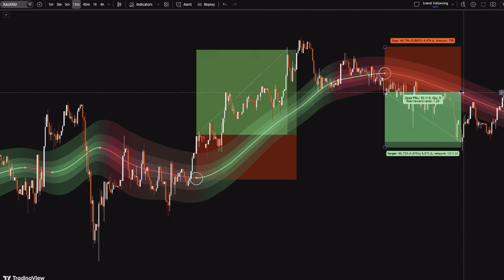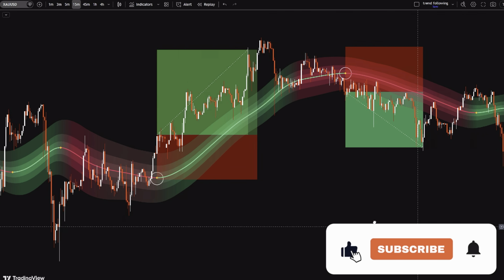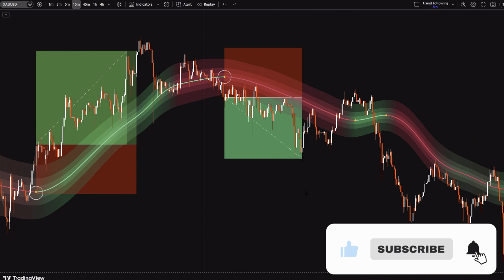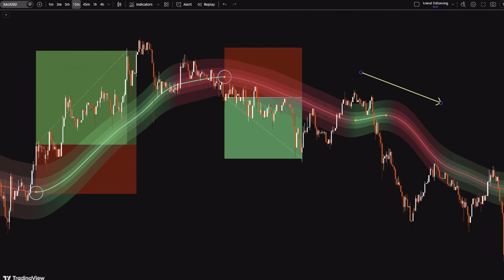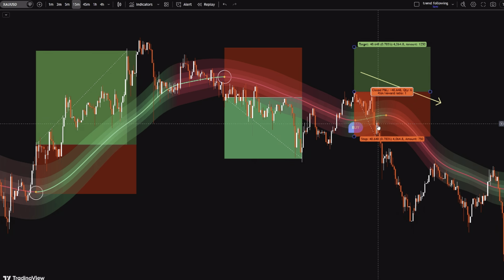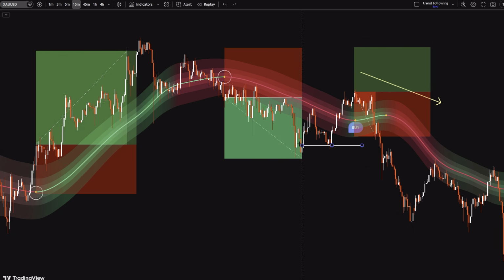For example, the cloud turns green, you buy. Price moves higher, great. A little later, the cloud turns red, you sell. Price drops, another winner. Now your confidence grows. You start believing you've figured it out. Then the cloud turns green again, you buy immediately, and within a few candles, you're stopped out. Same indicator, same chart, different result. Why? Because the cloud was showing changing conditions. It wasn't giving permission to enter a trade.